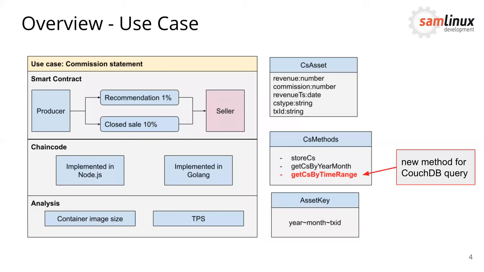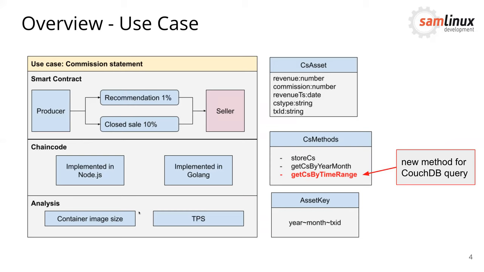So, okay. This is an overview of the last session. For our demo development, we have created a specific use case. And in this use case, we have two organizations, a producer organization and a seller organization. And the producer pays the seller for recommendations 1% of the revenue and 10% of the closed sale. And we have done in the last session the implementation of this chaincode in Node.js.